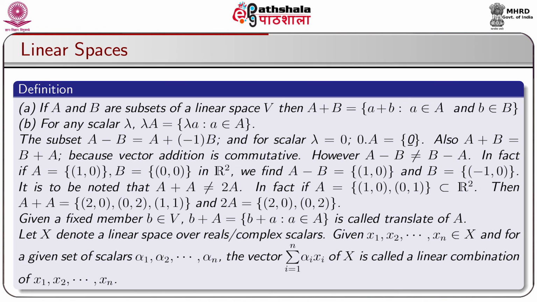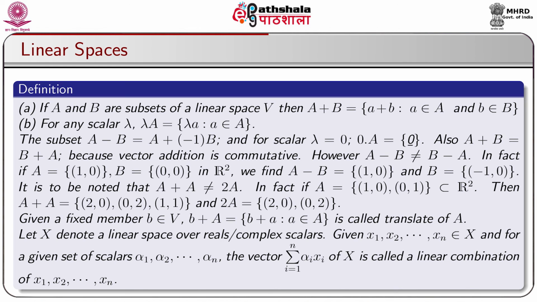It is also to be noted that A plus A is not equal to twice A. In fact, if we take capital A equal to the set consisting of the elements (1, 0) and (0, 1), which is a subset of R2, then A plus A is equal to the collection of all such elements (2, 0), (0, 2), and (1, 1), and 2A is equal to the collection of elements (2, 0) and (0, 2).